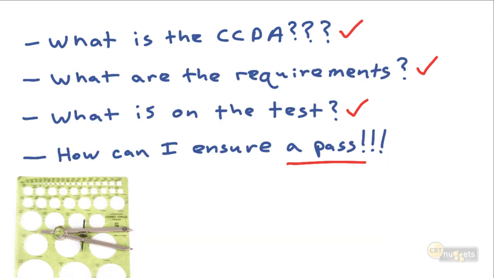So what did we do in this first installment of our CCDA Nugget series? Well, we examined what is the CCDA. What is the Cisco Certified Design Associate certification from Cisco Systems all about? We took a high-level overview of that. We also examined the specific requirements that we need to follow in order to achieve the CCDA certification, and we examined specifically what is on that test. We wrapped up this nugget with a look at how we can hopefully ensure a passing score on the very first attempt with that certification exam.